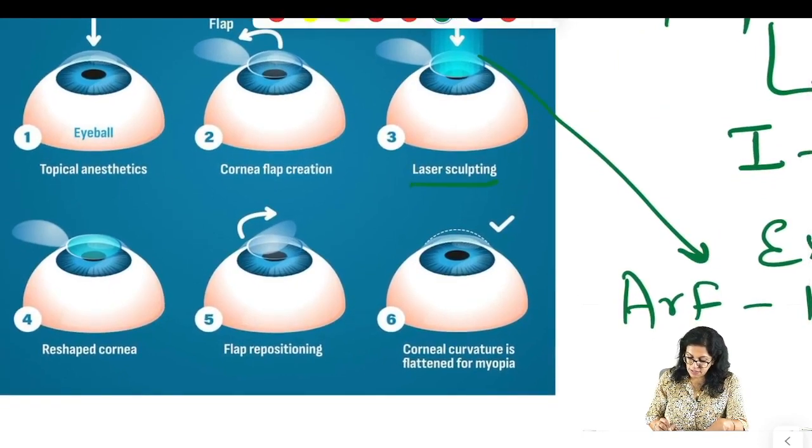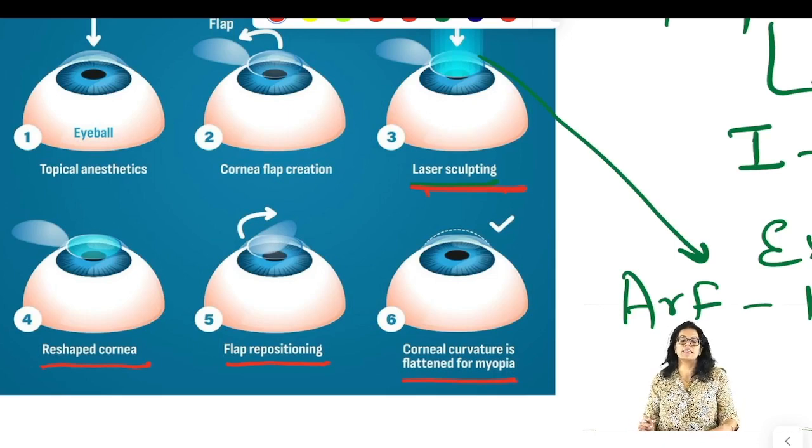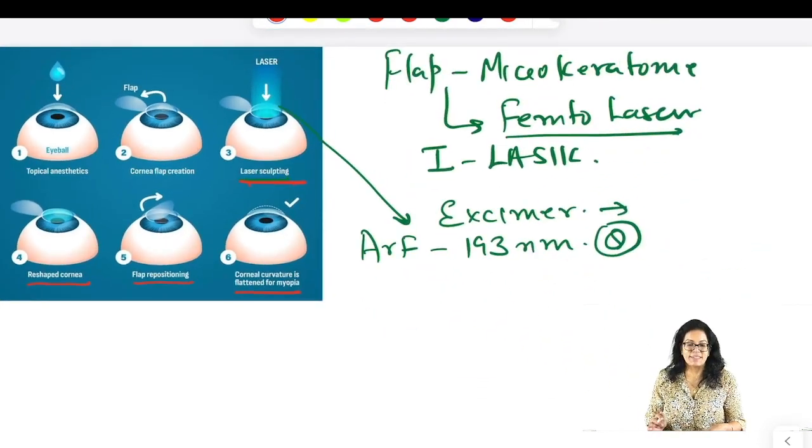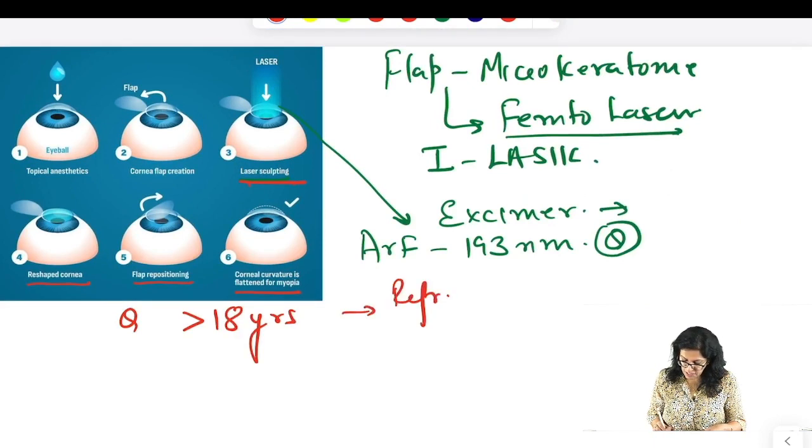Once you have done the laser sculpting here, next is reshaping of the cornea that takes place. And now you put this flap back, you reposition the flap, and for myopia the center of the cornea would be flattened, right? Another question. Next question they've asked you is what is the age limit? Your patient should be more than 18 years for any refractive surgery.